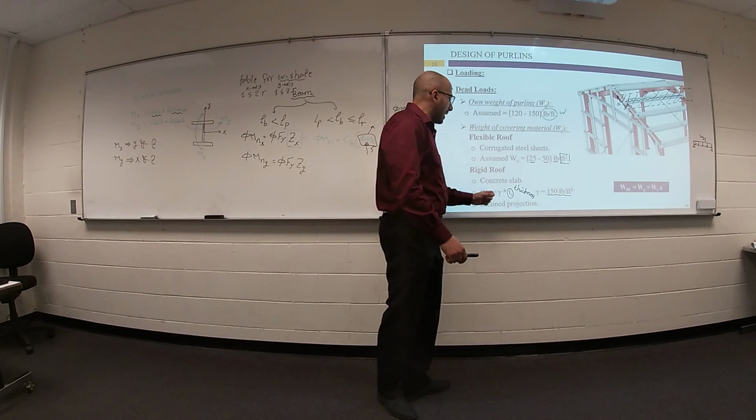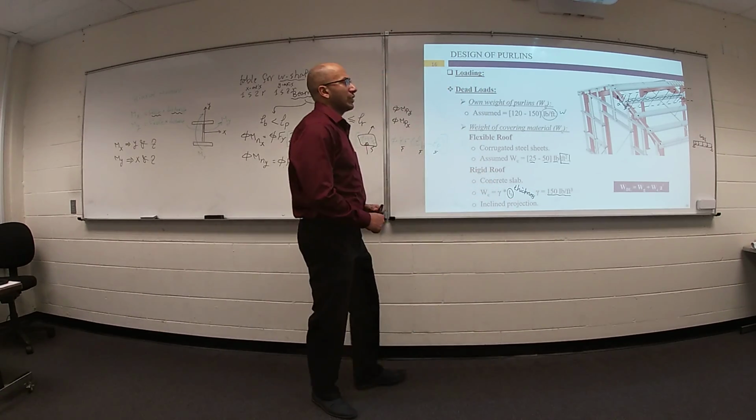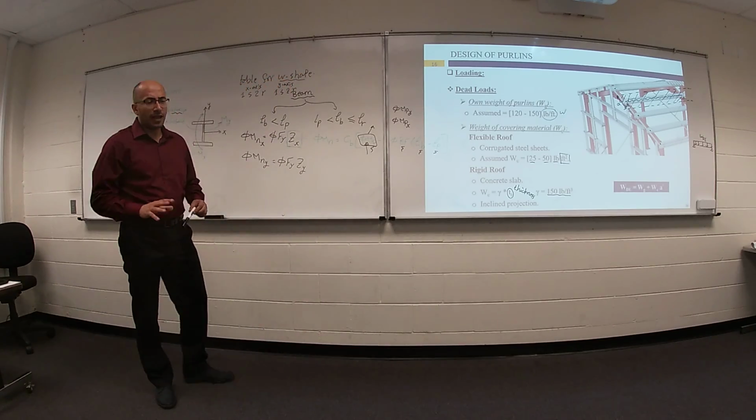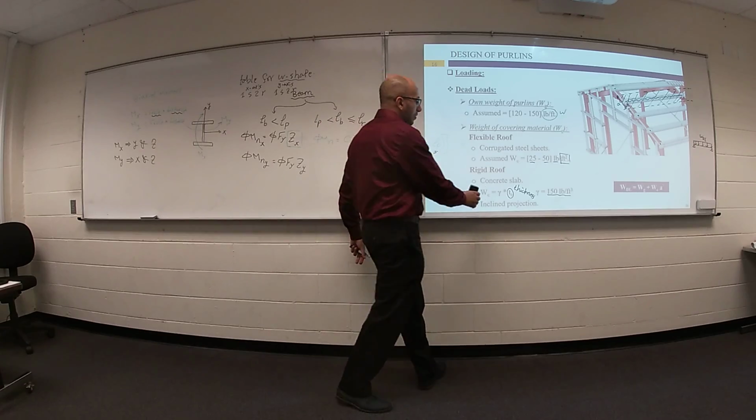Why A prime, not A? Because your covering material is an inclined projection. Any question so far? I think all this stuff is not new information. We covered all this stuff before.